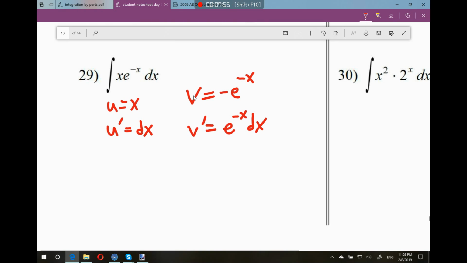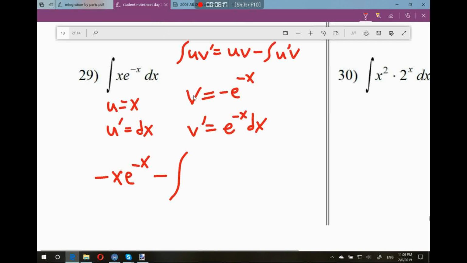Okay, so I'm going to substitute in our formula. Let me write our formula up here again. If you want to integrate uv prime, you'll end up getting uv minus the integral of u prime v. So I've got uv. This is negative x e to the negative x minus the integral of u prime v. So that's dx times negative e to the negative x.